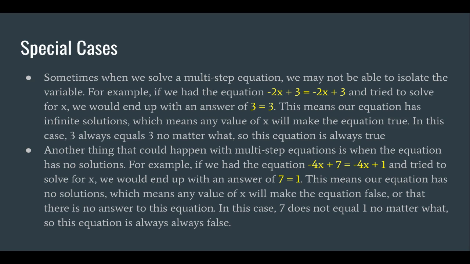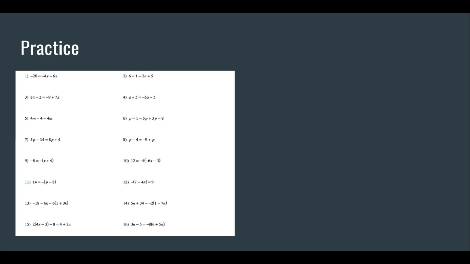Another thing that could happen with multi-step equations is when the equation has no solutions. For example, if we had the equation -4x + 7 = -4x + 1 and tried to solve for x, we would end up with an answer of 7 = 1. This means our equation has no solutions, which means any value of x will make the equation false, or that there is no answer to this. In this case, 7 does not equal 1 no matter what, so this equation is always false.